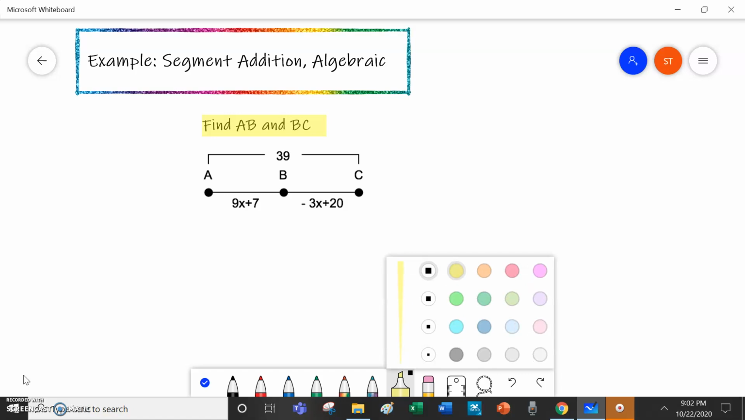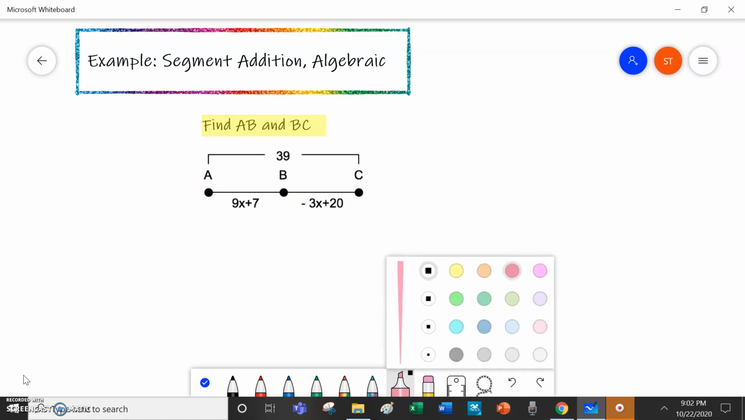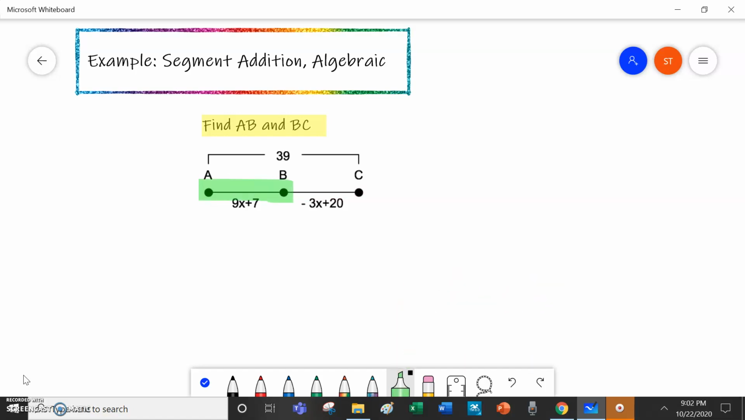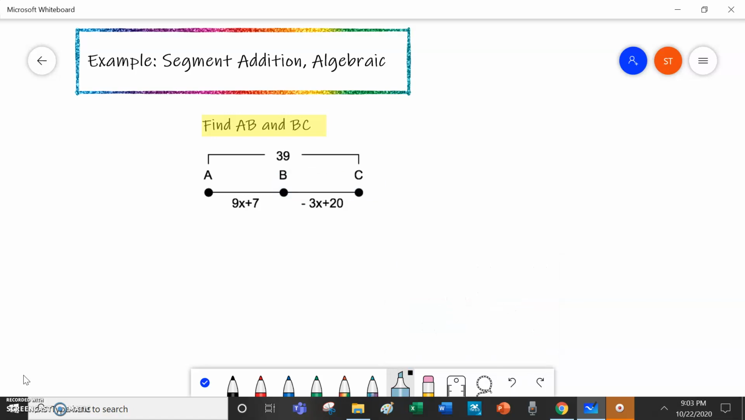Segment AC is my large segment, segment AB is my first segment, and segment BC is my second segment. So when I'm setting this up, I want to think about the segment addition postulate, which tells me that if I have point B on segment AC, then segment AB plus segment BC equals segment AC.